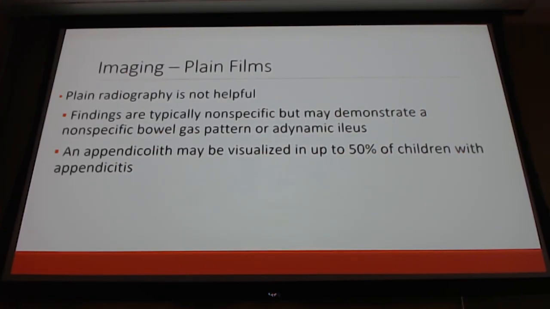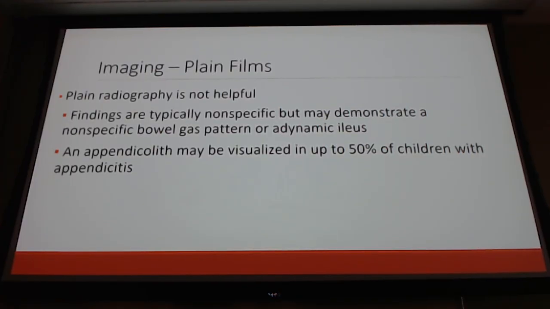An appendicolith is a calcified deposit of the appendix, and it's usually seen randomly in up to 50% of kiddos. That just has to do with them having so much bone remodeling going on. So they're going to have a lot of extra calcium.